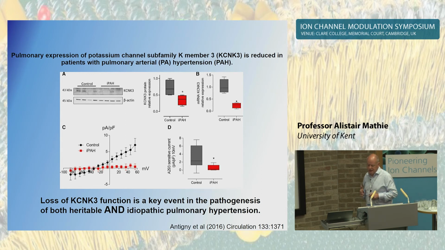So this suggests that perhaps a really viable therapeutic strategy is to target TASK-1, not just in patients suffering from a genetic mutation, but also in the more general idiopathic form of the disease.